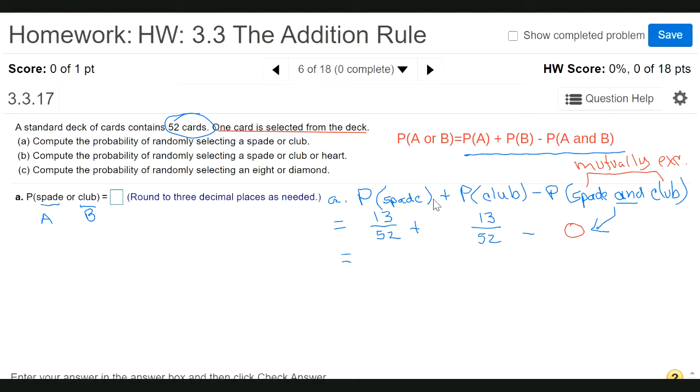So 13 plus 13 is 26, and you keep the common denominator of 52. And then we're going to reduce. We're going to divide by 2 on the top and divide by 2 on the bottom. Notice the instructions, though, say to round to 3 decimal places. So I'm going to need my calculator and I'm going to divide. You guys do this with me.